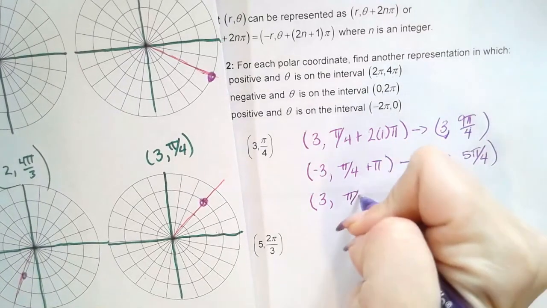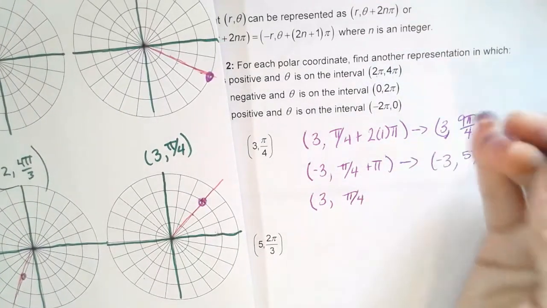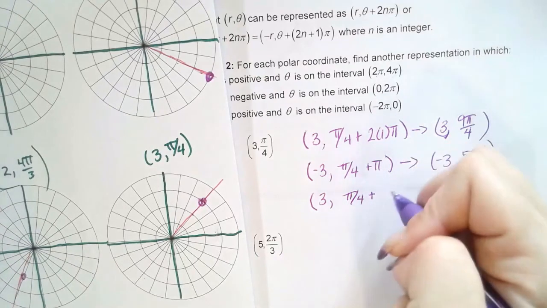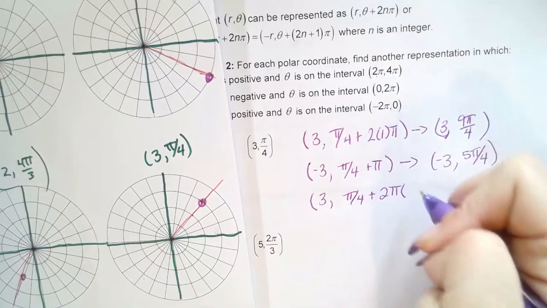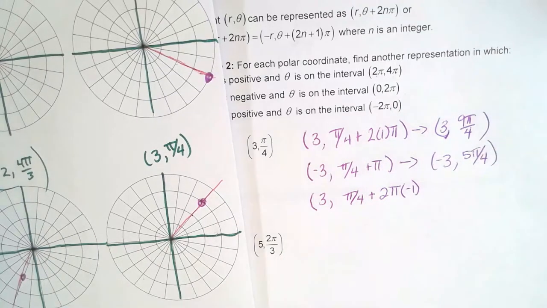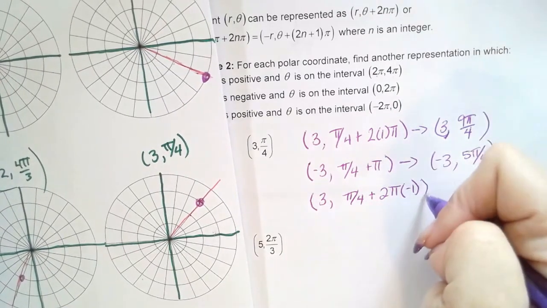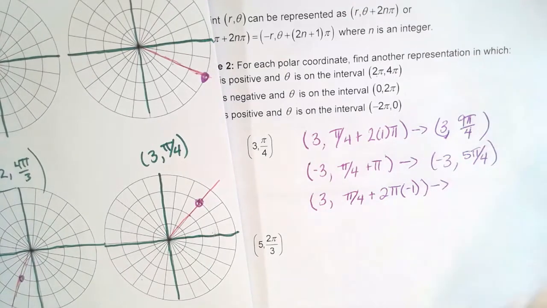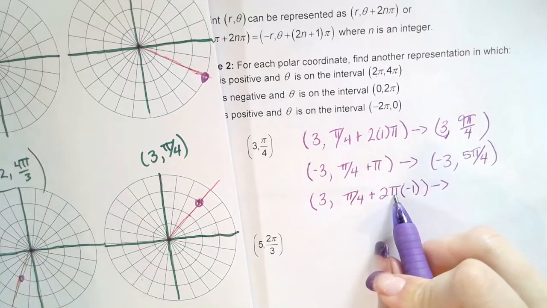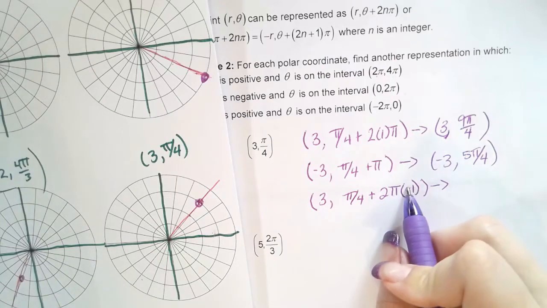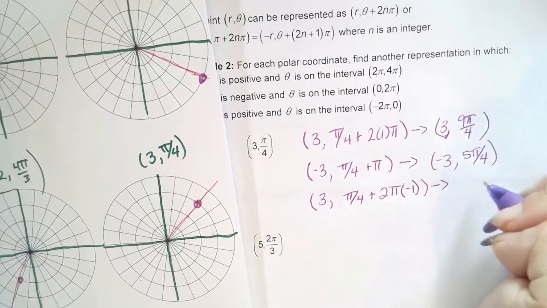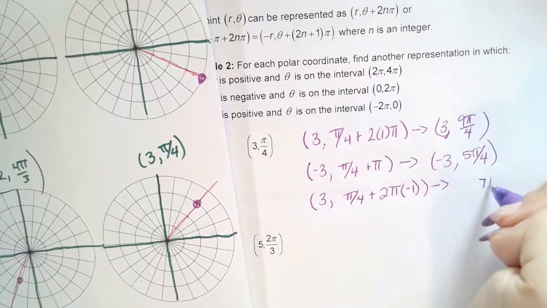So let's start with our pi over 4, because that's what we start with, our theta. But if you think about it, instead of adding 2 pi, we're going to add 2 pi times negative 1, because we want to go backwards. And if we think about that, that's really nice, because that's 8 pi over 4, negative 8 pi over 4. So that brings us to negative 7 pi over 4.